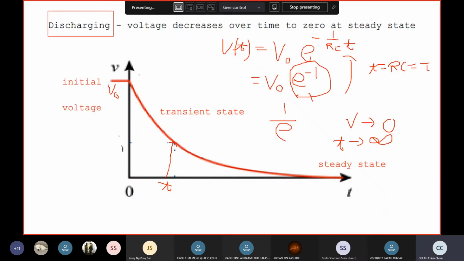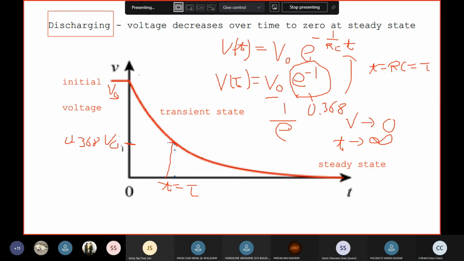Now, it basically means that when t is equal to RC, your time constant, then your voltage will reach this value, which is 36.8% of your initial value. If the initial value is here, then you'll reach 36.8% of your initial voltage when t is equal to tau. So this is the indication of how fast your voltage is discharging.